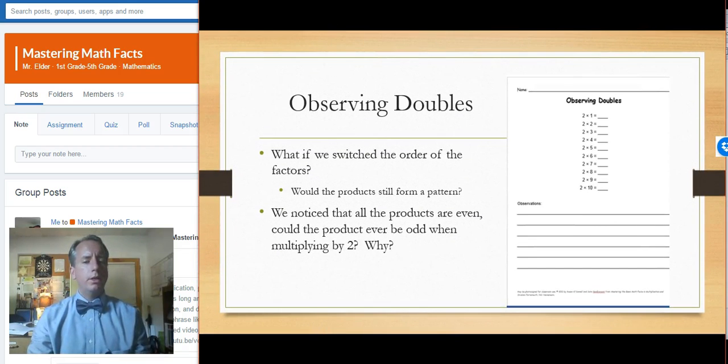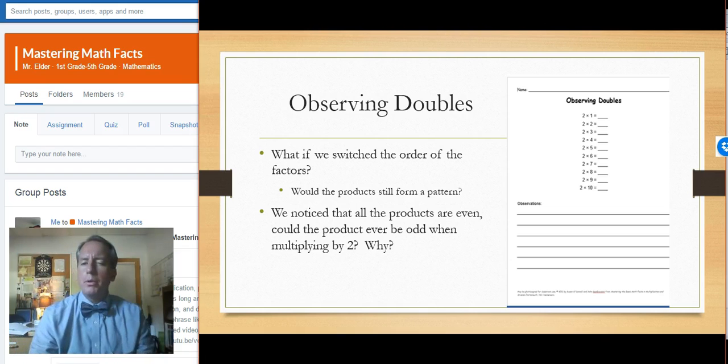When we mentioned a couple times already about the commutative property, right? So having kids rewrite this chart, or looking at it, if we flip them around, would that change the values? Would there still be a pattern? Does the pattern remain the same? Hopefully over time they begin to realize it does, but that isn't necessarily the first thing that kids pick up.